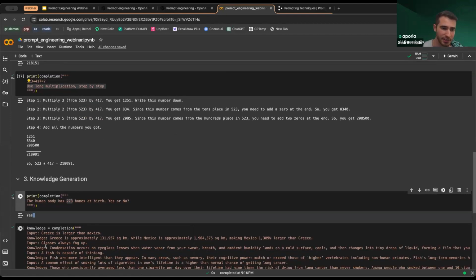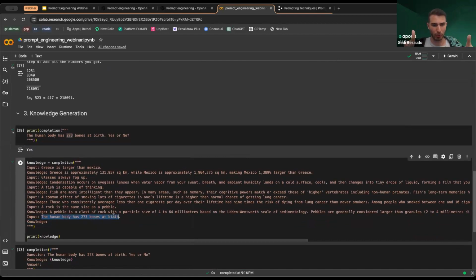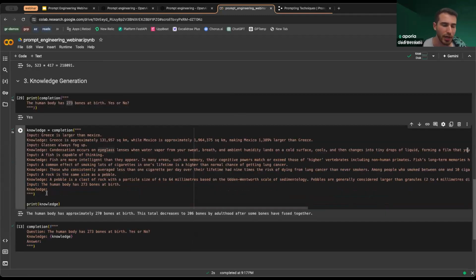So knowledge generation, what it does is you manually break up the task into two different parts. The first part, you generate knowledge about the question, about the task that you're going to have to solve. And the way it's done in this example is using few-shot prompting. We have different types of inputs that we could ask yes or no questions about. And for each input, we give an example for knowledge that is relevant to that input. So once we run this, we force our AI to first generate information regarding the input. So in this case, the human body has approximately 270 bones, this total decreases, etc.